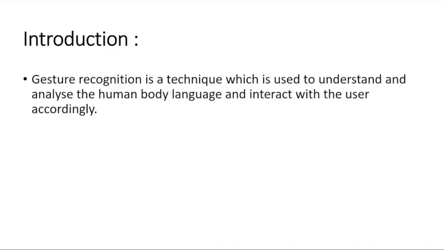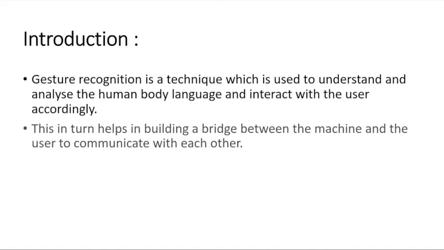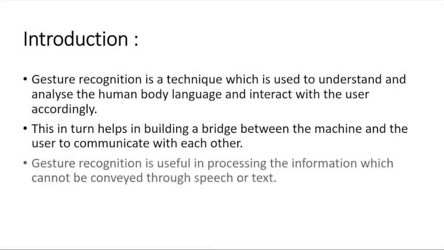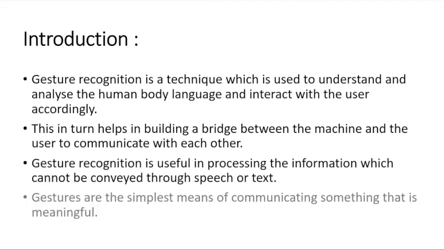Welcome to this video. Here you'll be looking at how gesture recognition works. Gesture recognition is the ability of a computer to understand gestures and execute commands based on those gestures. It is any communication that is intended to communicate a specific message in the world of gesture recognition. A gesture is defined as any physical movement, large or small, interpreted by a motion sensor, and it is the simplest means of communicating something that is meaningful.